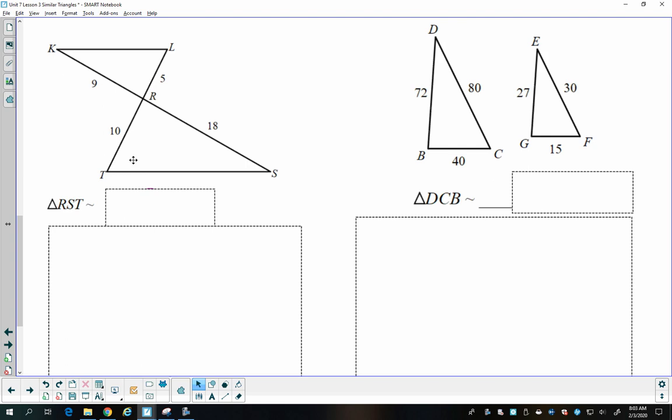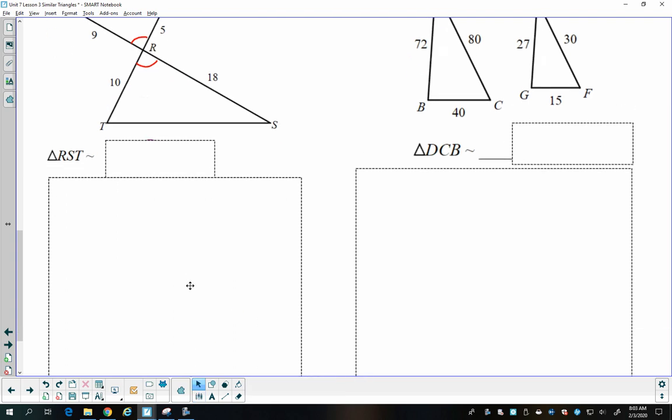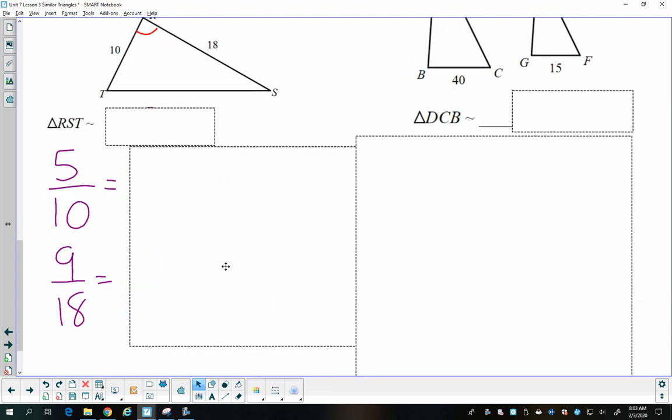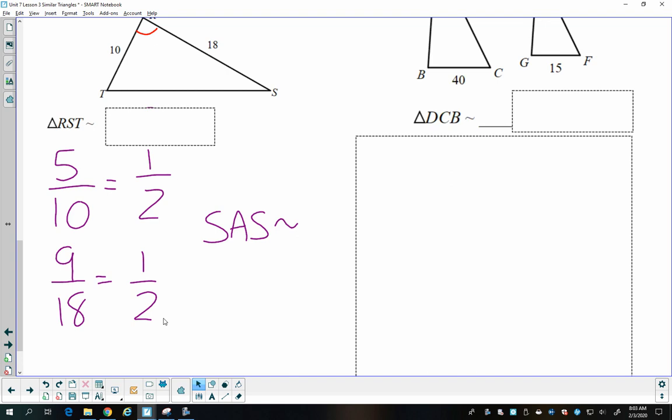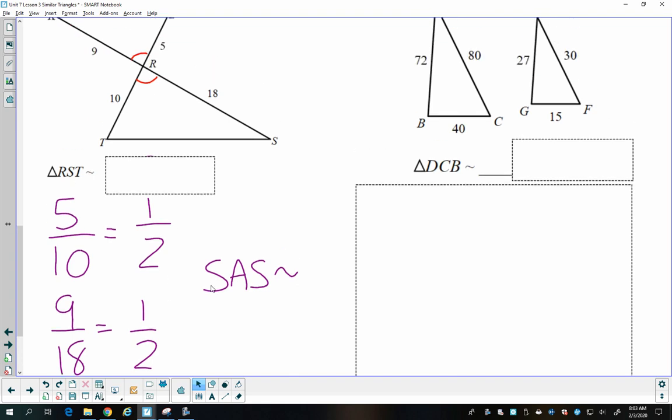In this triangle, I have vertical angles again, but I don't know anything about the other angles. In each triangle, there's a side I don't know the length of, so side-side-side's not a possibility. Angle-angle's not a possibility. Let's check side-angle-side. These angles are between the sides that are labeled with lengths. So let's check to see if their ratios are proportional. 5 over 10 and 9 over 18 both make 1/2, and so we have side-angle-side here.